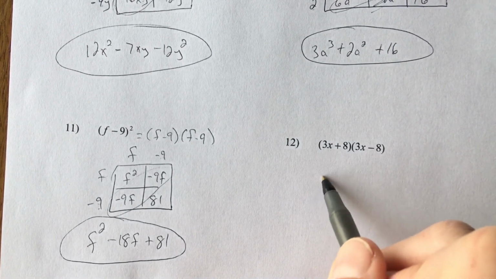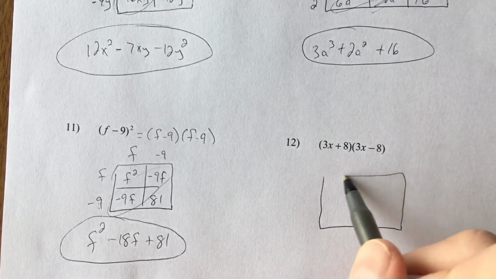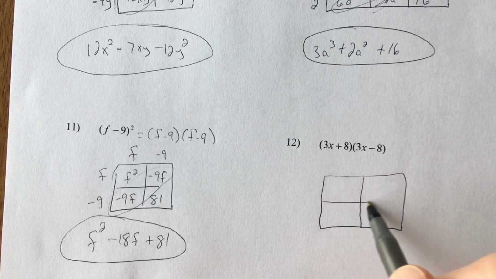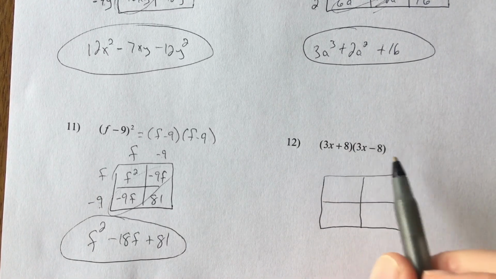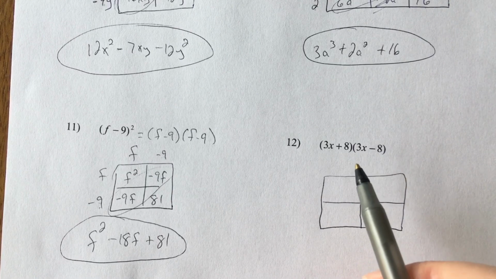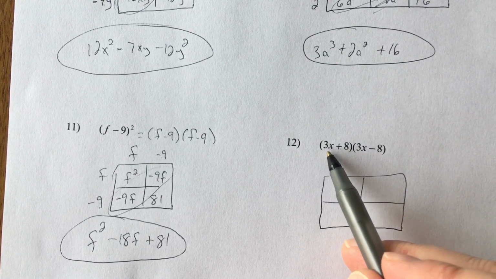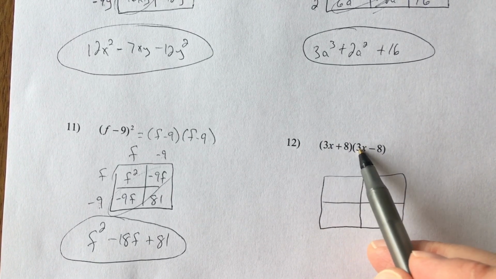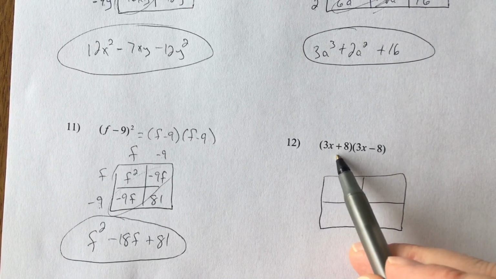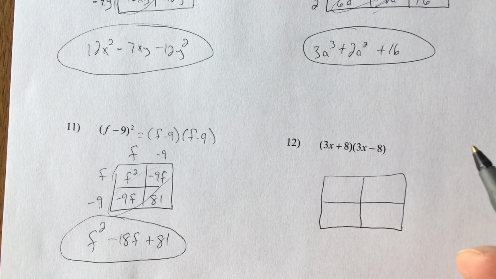And then our last one. You might notice now that we've done the difference of squares that this very much looks like the difference of squares. So if you saw that ahead of time, you could simplify your life by just saying, okay, it should be this times this, 9x squared, minus 8 times 8, 64. That's what we're going to get.